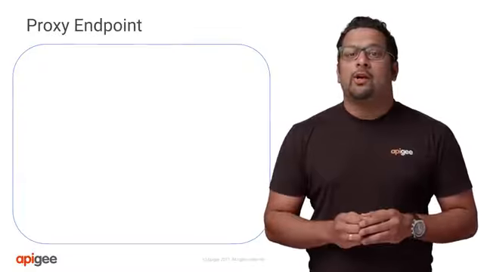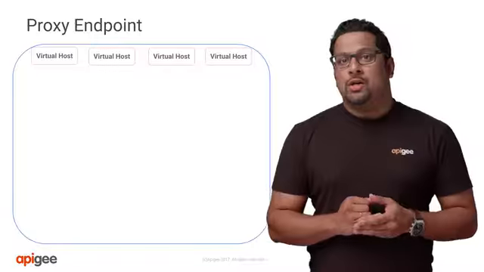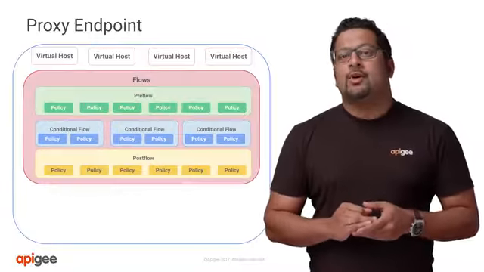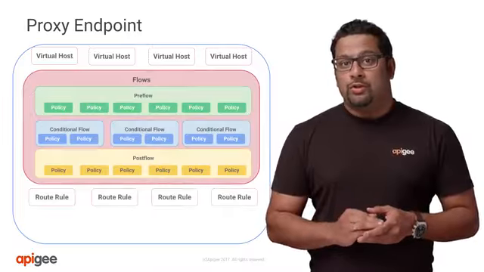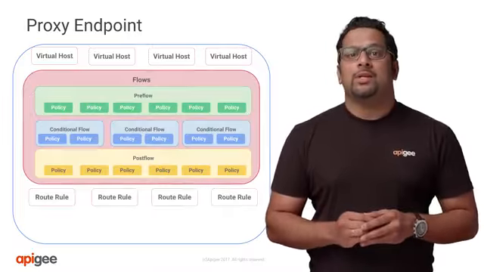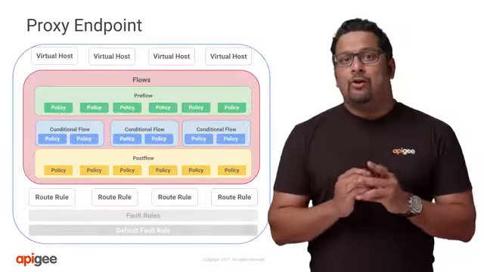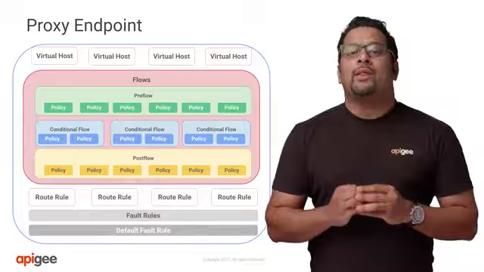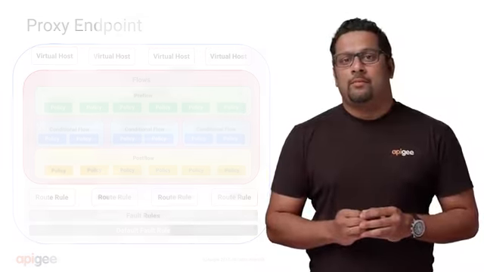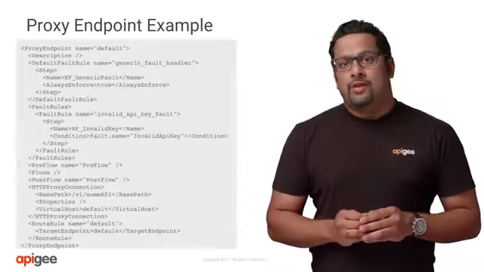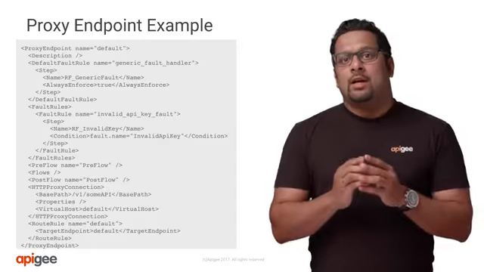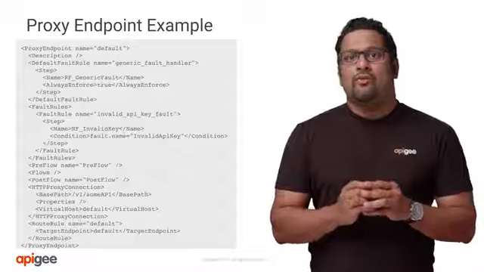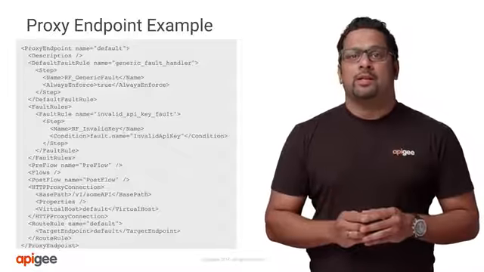It has the following components: virtual host to define the incoming requests, flows to control and execute the policies, route rules to control which target the request gets routed to, and fault rules to define what happens when a policy fails or when the target returns an error. Let's take a look at this proxy endpoint example.